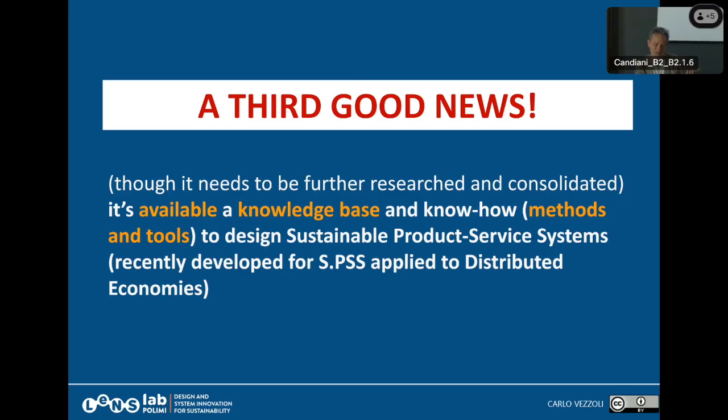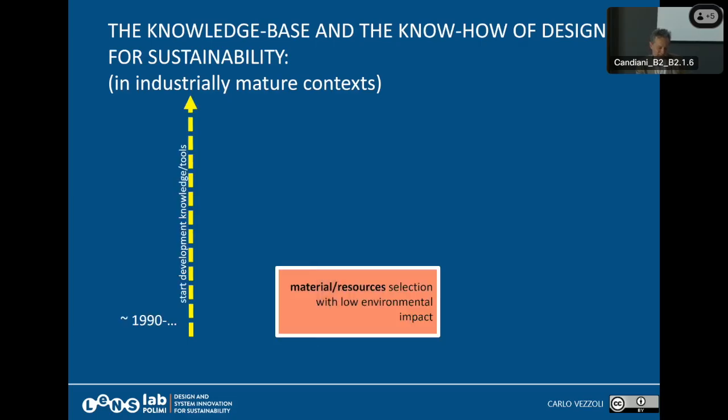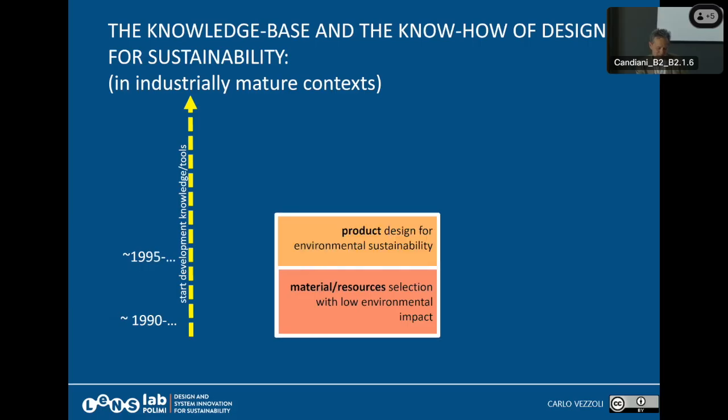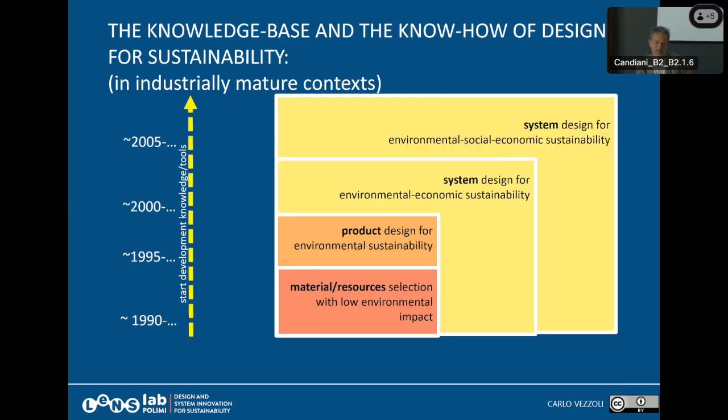We have a knowledge base and know-how, so we know what could be sustainable, and we have even the tools to do this. Okay. So to sum up, from 1990, the knowledge was on materials and resources. From 95 on product design with a low environmental impact. From 2000 on product service system, environmental and economic win-win. And later on still on systemic level, but combining environmental, economic and social dimension.